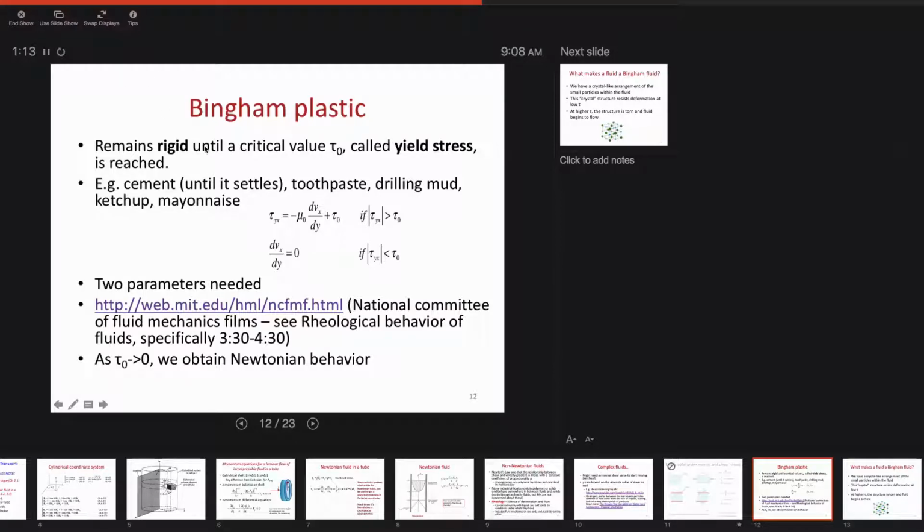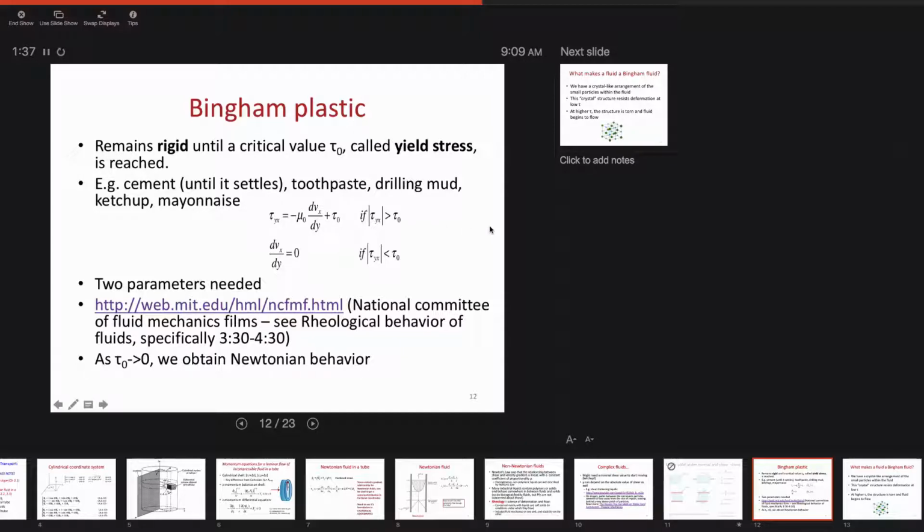So cement is like that too until it settles. Toothpaste, drilling mud, ketchup, mayonnaise, and a lot of these fluids, they're not always Bingham plastic. Sometimes they're also shear thickening and shear thinning fluids, and we're going to go into those a little later. It kind of depends on the formulation and the modeling.